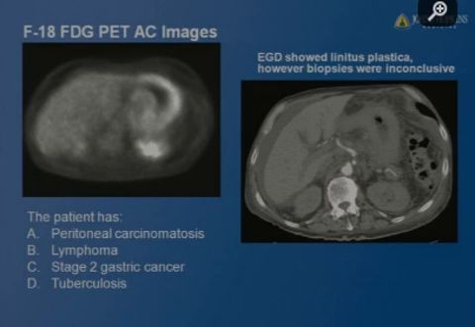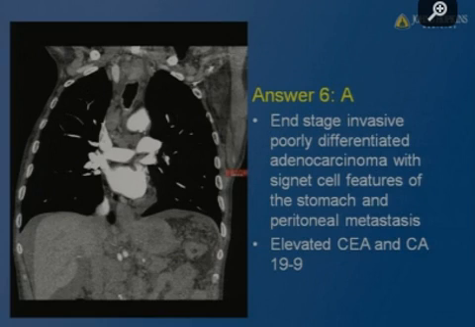Yes, we are also confused with the stage 2 gastric cancer in this patient. In stage 2, if we remember, the diffuse gastric wall is thickened, but in this patient there is ascites and there is peritoneal infiltration. This was an end-stage invasive, poorly differentiated adenocarcinoma with signet cell features.